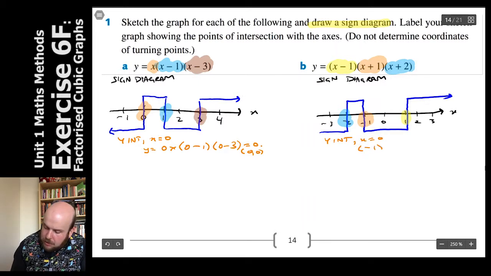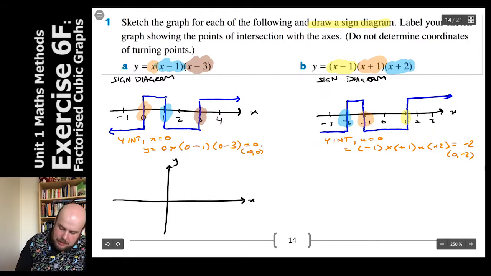So there's our y-intercept. For this one on the right, I'm replacing all those x's with 0. So it's -1 times by +1 times by +2. So that's going to be -2. Not the word 0, -2. So now let's sketch these.